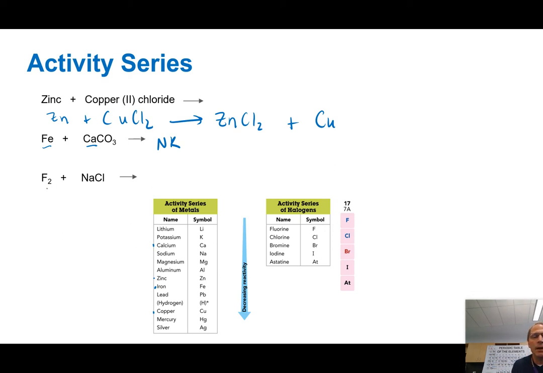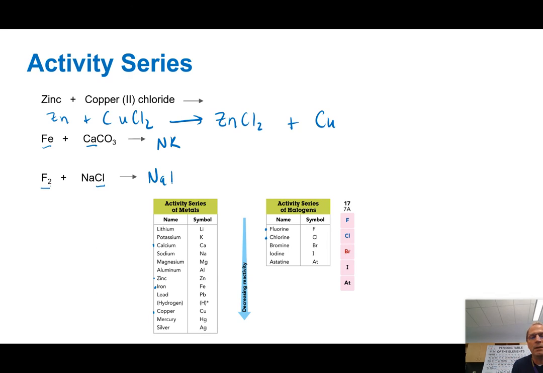Now, we can also have this happen with gases. Here we have F2, or fluorine gas, and then we have chlorine here, which is the negative ion. Remember that. Now we have an activity series for halogens only. If you look, fluorine sits up here and it does go in order, going down. It's the most reactive, we know that, and chlorine is the next one down. So is fluorine more reactive than chlorine? It is, so it is going to bump it out of there and change places.